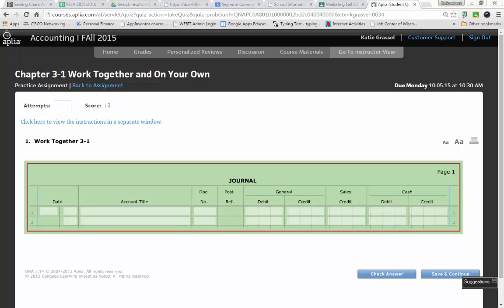So now when we take a look at our sales invoices, our check numbers, and our receipt numbers, they're going to be consecutively numbered. So for example, if I write out check number 101 for rent, what's my next check number?